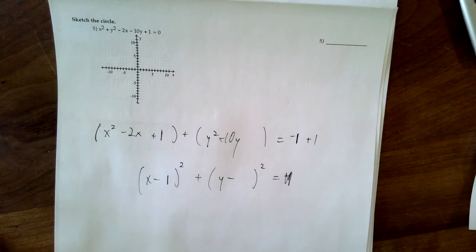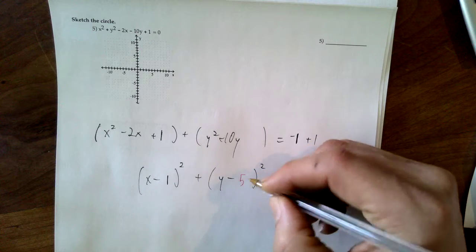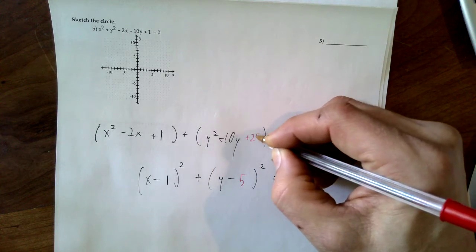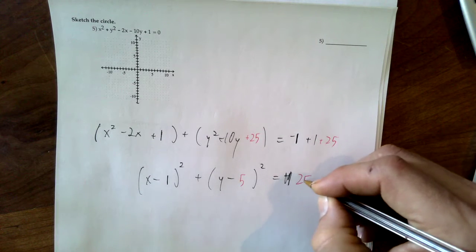So I'm doing a +1 on both sides. This divided by 2 is 5. -5 squared is 25. So this has to have a +25 added to it. So that all comes out to 25.